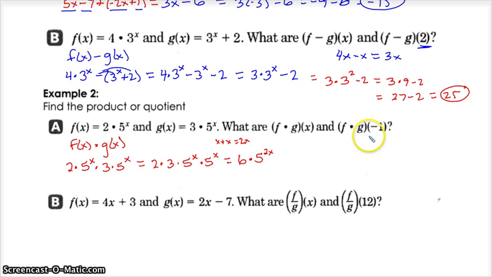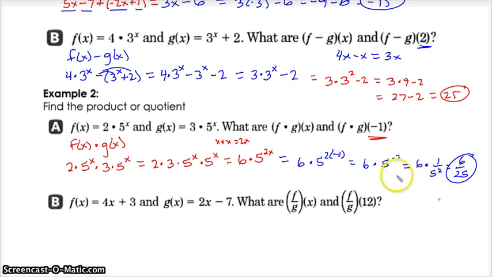Now I have to evaluate at -1. So I'm going to plug in -1 for x. Again, I'm going to change colors for you. So I have 6 times 5 to the second power times -1, which equals 6 times 5 to the -2 power. The negative exponent has to go to the bottom, so I've got 6 times 1 over 5 squared, which is 6 over 25 as my final answer.